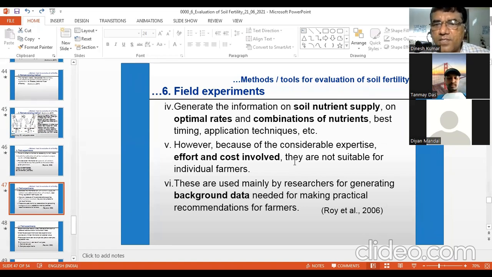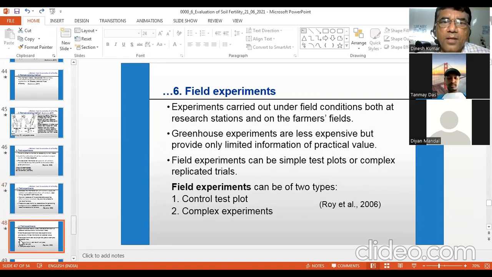However, because of the considerable expertise, effort and cost involved, they are not suitable for an individual farmer. So these experiments are conducted at research stations to generate fertilizer recommendations. Experiments are carried out under field conditions, both at research stations as well as at farmers' fields.